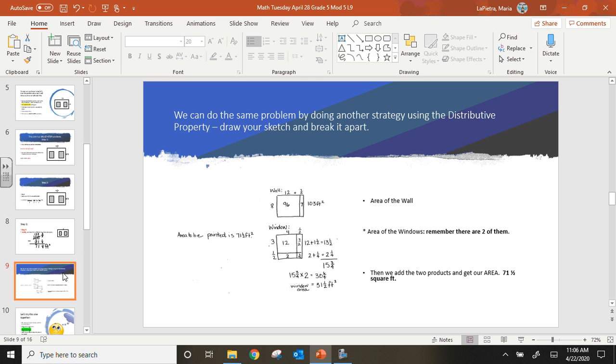Okay. We could do the same problem by doing another strategy using the distributive property. You could draw your sketch and break it apart. Okay, and they do the same exact thing that we just did. Here's the area of the wall. They broke apart 12 and 7/8. 12, the whole number over here, and 7/8 over there. So 8 times 12 was 96, and 8 times 7/8 became 7.